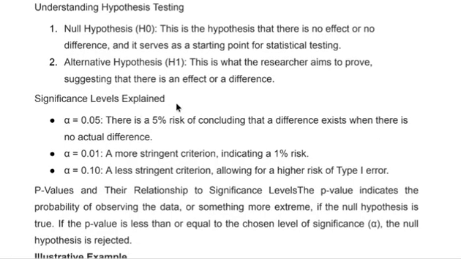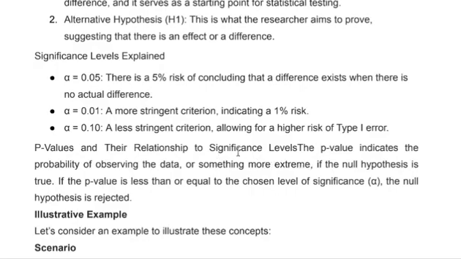Significance levels explained. Alpha equals 0.05. There is a 5% risk of concluding that a difference exists when there is no actual difference. Alpha equals 0.01, a more stringent criterion, indicating a 1% risk. Alpha equals 0.10, a less stringent criterion, allowing for a higher risk of type 1 error.